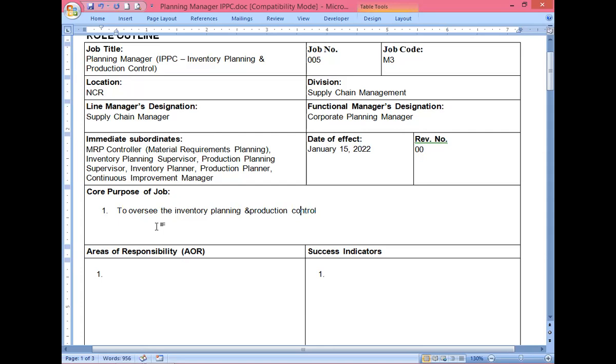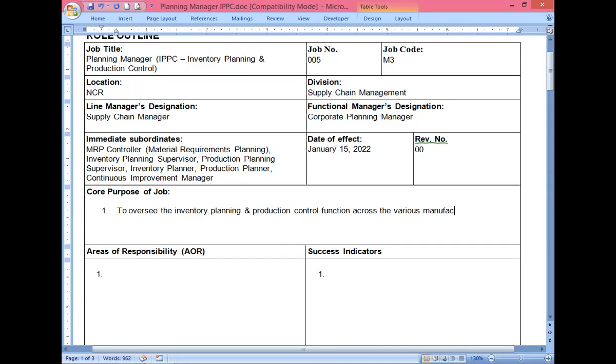Okay, let me put a space here. All right, and then, of course this is a function, so function. Okay, across the various manufacturing plants.